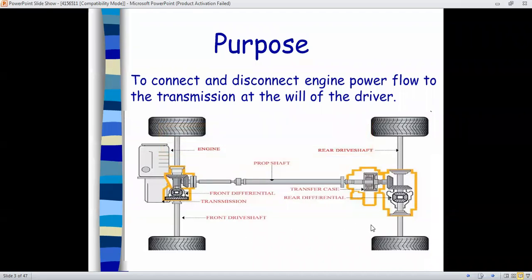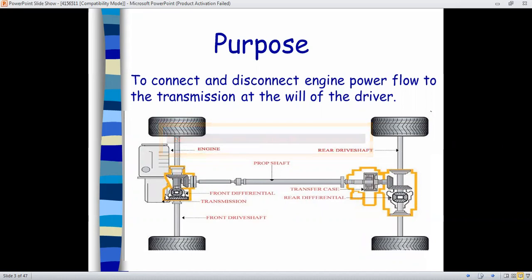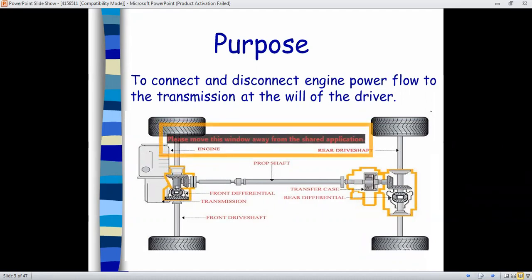Here a car layout is given. You can see this is the engine, this is the rear drive shaft. Front differential is there, transmission. This is the transmission and this is the rear differential. Where is the clutch connected? The clutch is part of this transmission system.